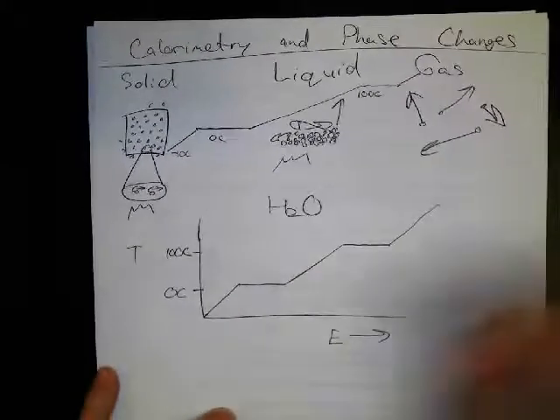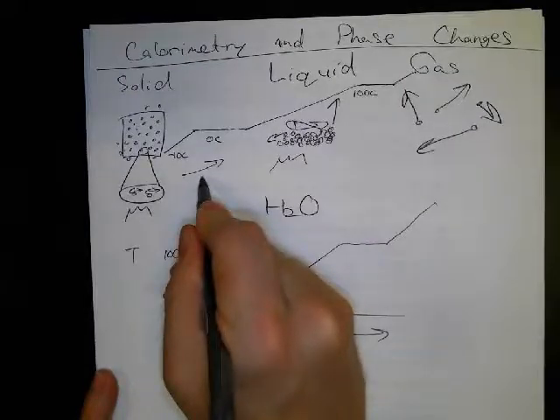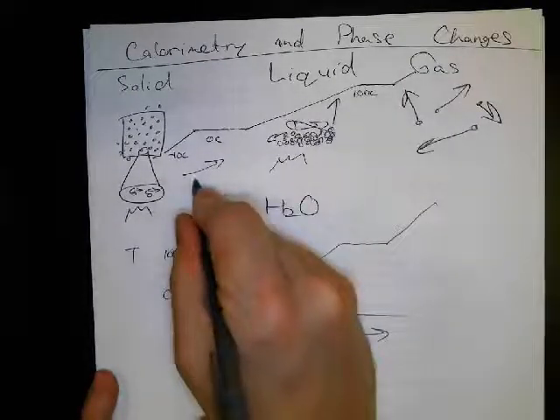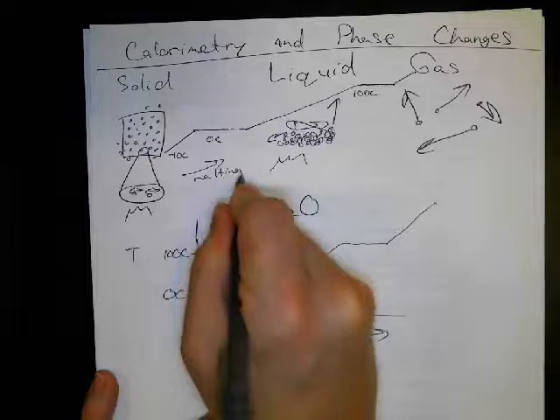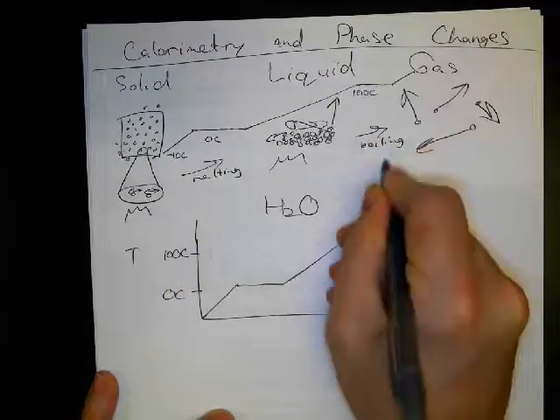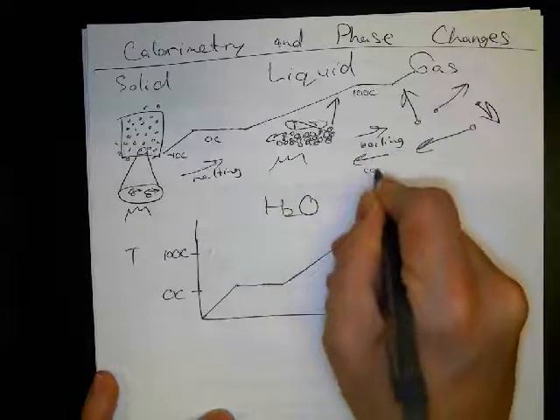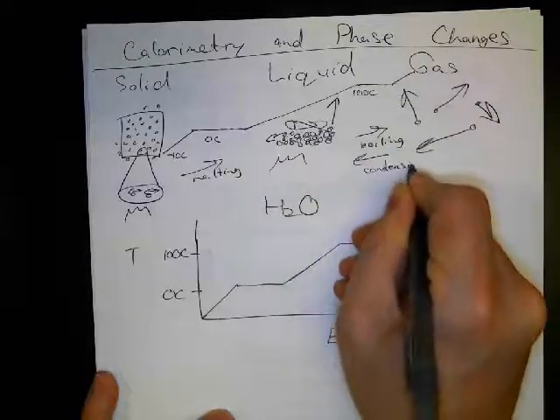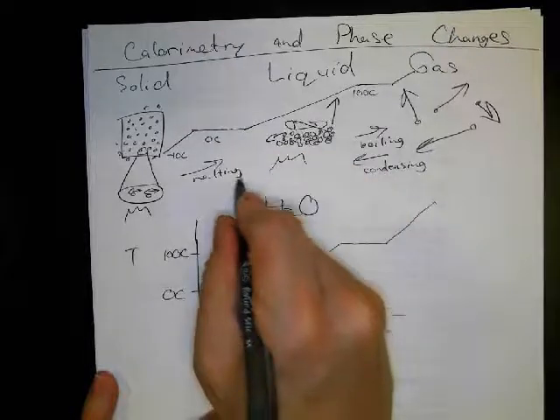So if you go this way, from solid to liquid is, of course, melting. From liquid to gas, of course, is boiling. If you go backwards from gas to liquid, that's condensing. And from liquid to solid, of course, is freezing.